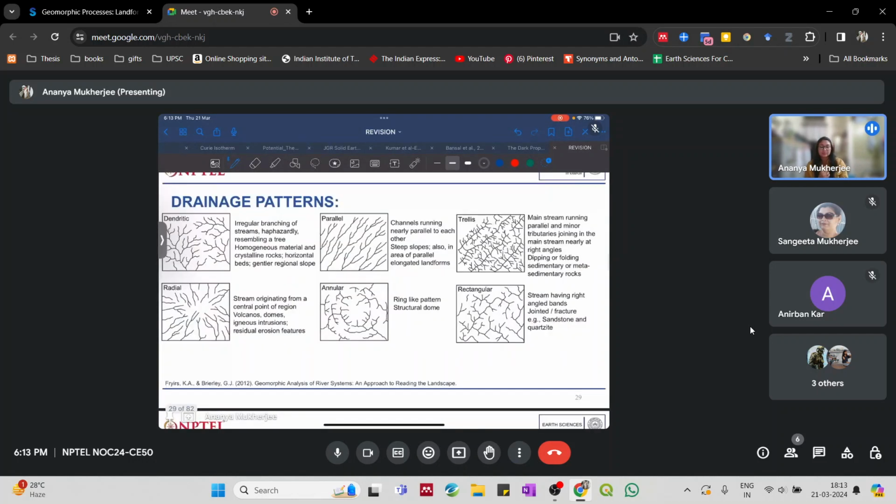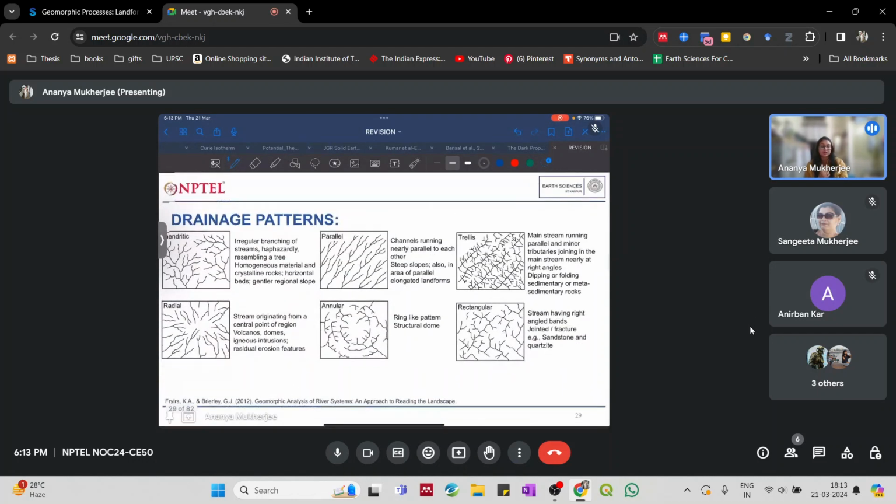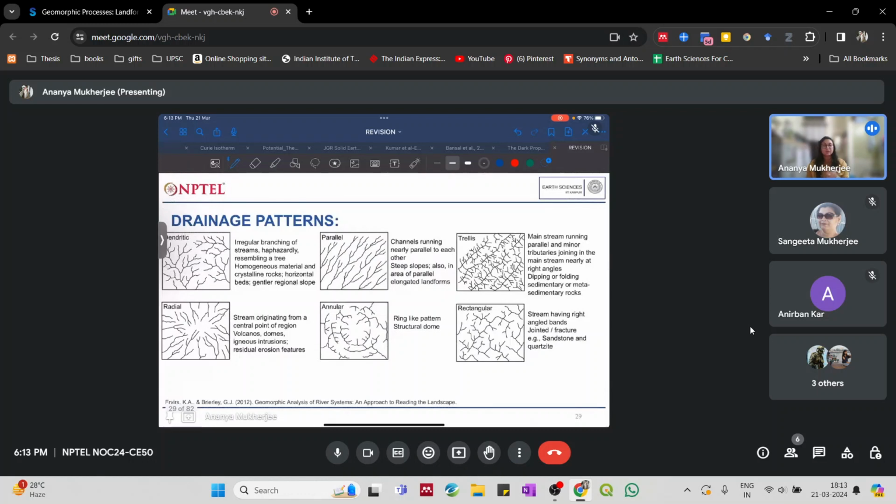Okay, so some drainage patterns have been classified and given nomenclature. So you have dendritic, parallel, trellis, radial, annular, rectangular. These are different kinds of drainage patterns which are seen very commonly.